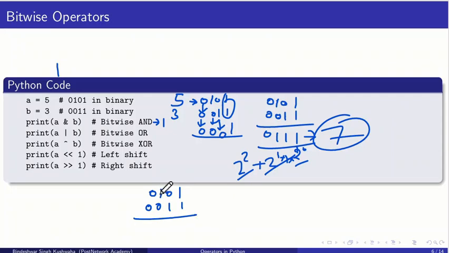Thereafter bitwise XOR. So that would be 0 1 0 1 and 0 0 1 1. See that if these are different, the XOR value would be 1. Otherwise, if they are the same, that would be 0. So what will you get? You will get 6.